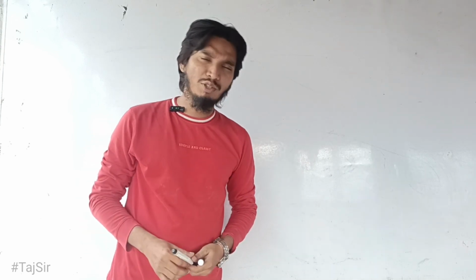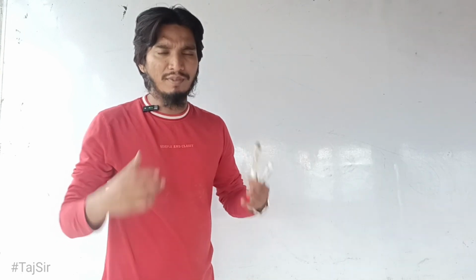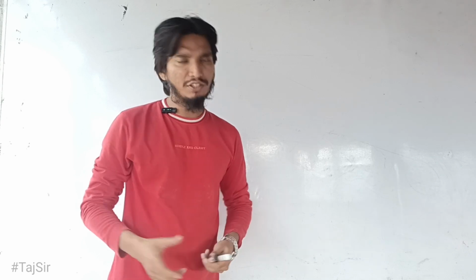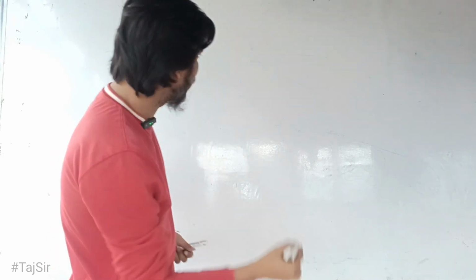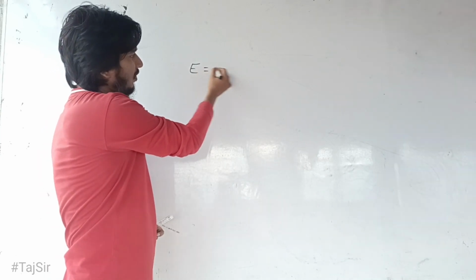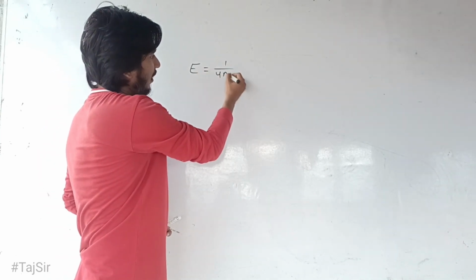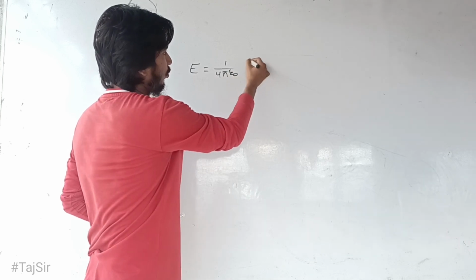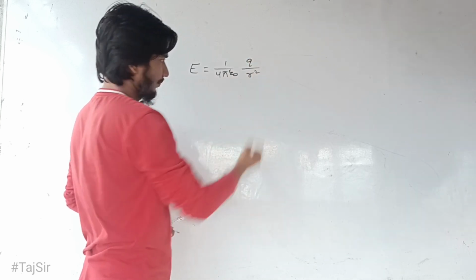So the technique to calculate electric field from any kind of charge distribution is simply to use the formula or expression E equals 1 upon 4 pi epsilon naught Q by R square.